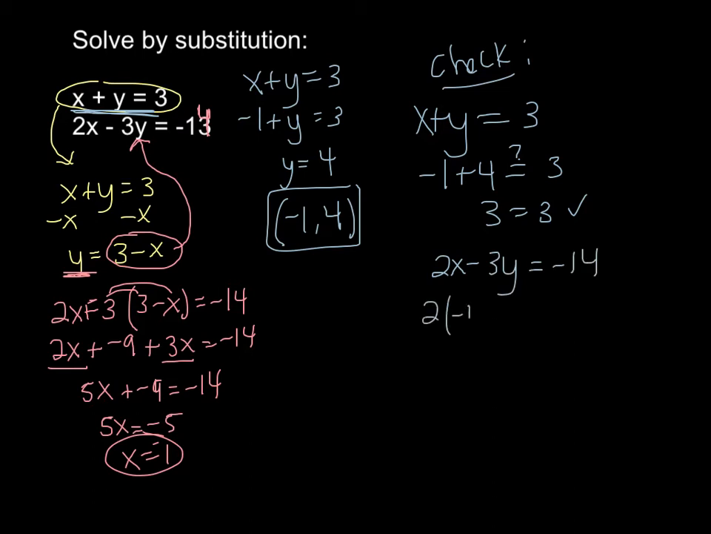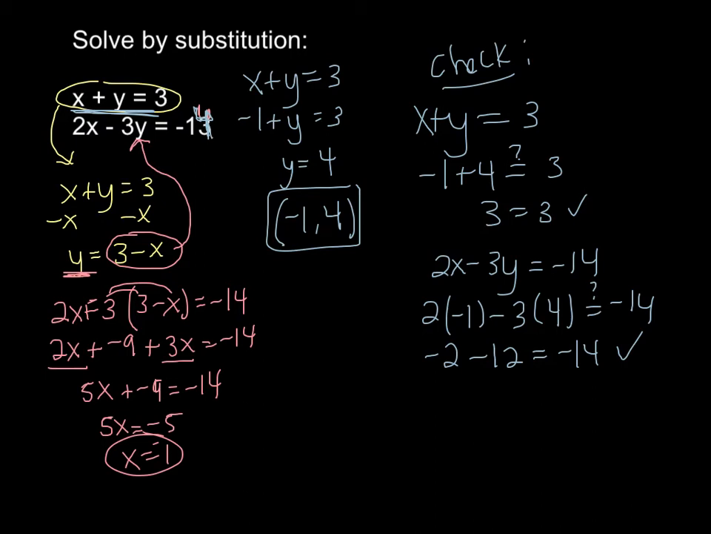So I have 2 times -1, subtract 3 times 4. Is that equal to -14? Well, this gives me -2, subtract 12, which is yes, equal to -14. So that is my final answer. Sorry about this mistake over here, which should have been a 4 instead of a 3.